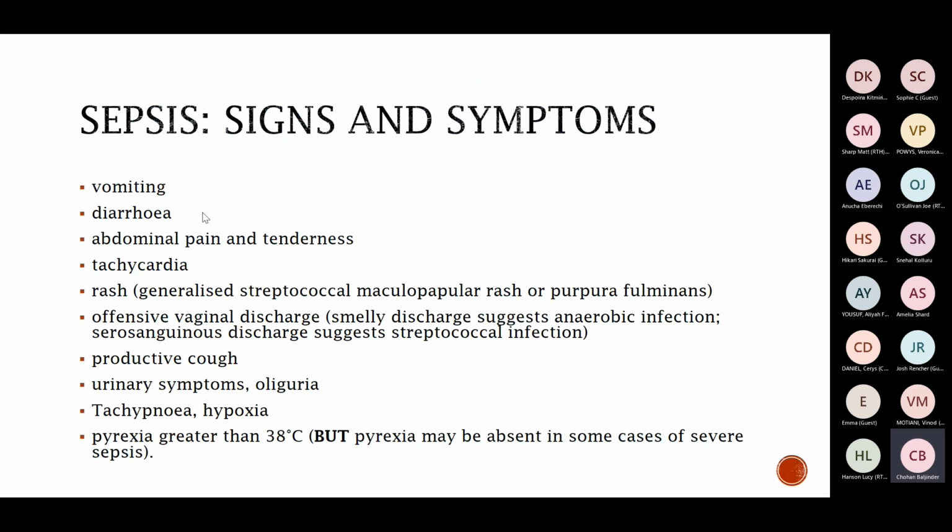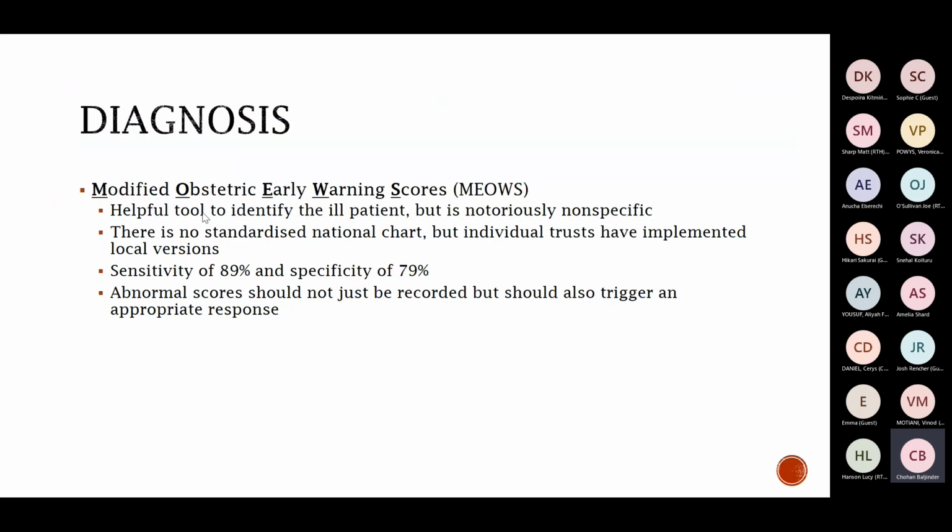Now, in terms of diagnosis, we've all come across the MEOWS, whatever you want to call it. It obviously doesn't make sense to use just generic observation charts, or however you record things in your units, to diagnose sepsis. So that's why the modified obstetric early warning score was introduced many, many years ago. But even then, there's no nationally agreed MEOWS chart, which seems a bit bizarre considering pregnant women are all pregnant women.